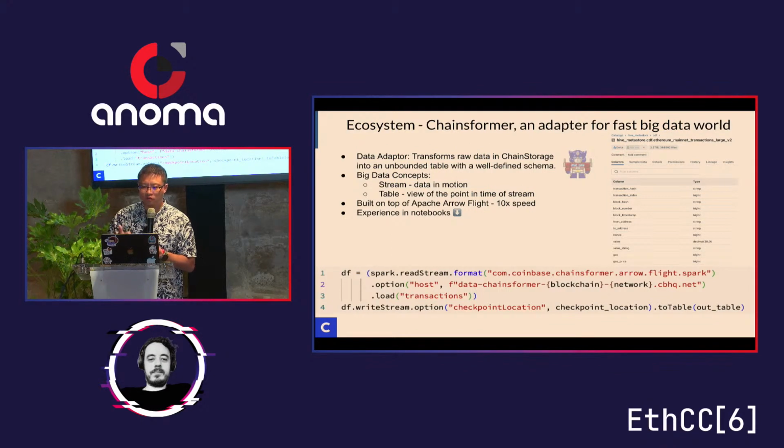At a high level, Transformer is a data adapter that turns the raw data inside ChainStorage into unbounded, well-defined schemas. It's a stream. In big data concepts, when data is in motion, it is a stream; when data is static, it is a table. So an unbounded stream means an unbounded table. For users, as you can see in the example here, they can just read the data source, load a particular data set, and then write it. What they actually get is a table that keeps populating itself.